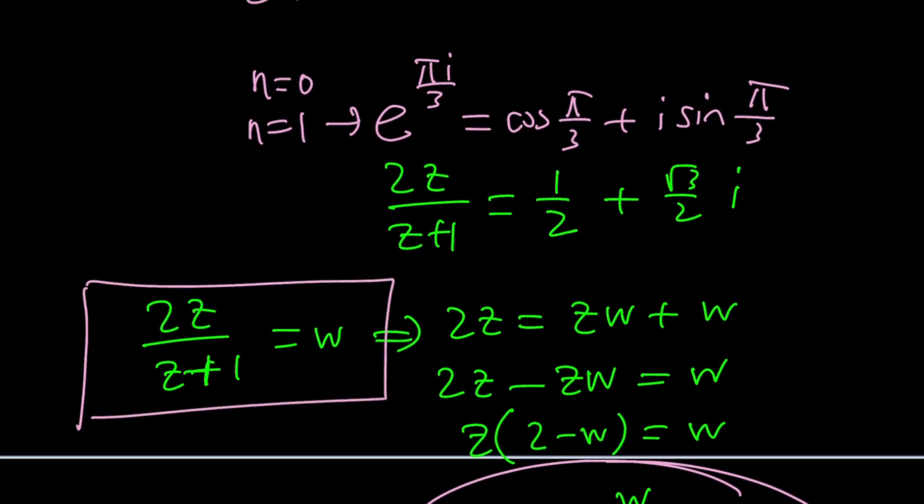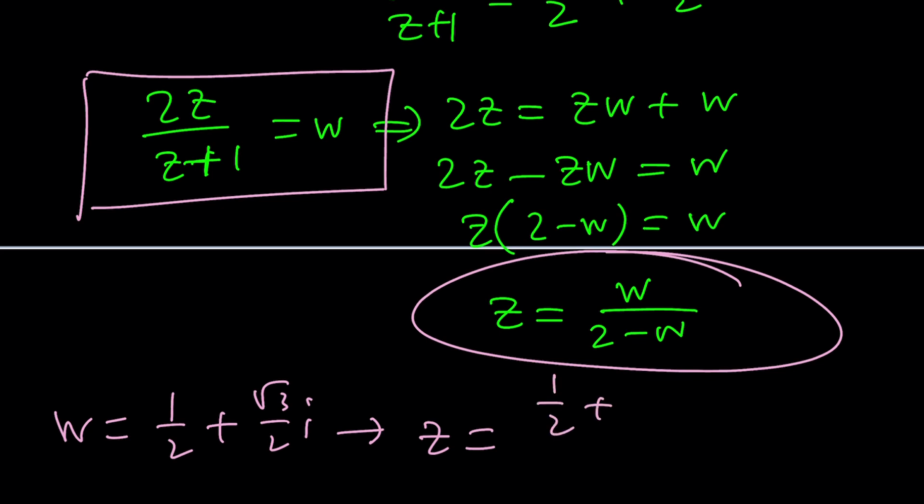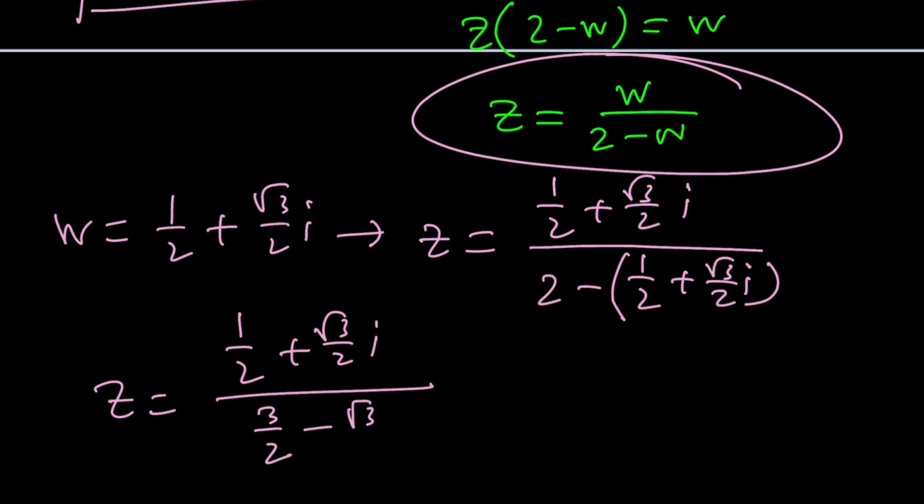Make sense? So now once we find the value of w, we can plug it in to find z. For example, if w is equal to 1/2 plus root 3 over 2 i, then z would be w, which is this, divided by 2 minus that, right? And what can I do with that? Simplify this. That'll be 1/2 plus root 3 over 2 i, and then at the bottom, we're going to get 3 over 2 minus root 3 over 2 i.